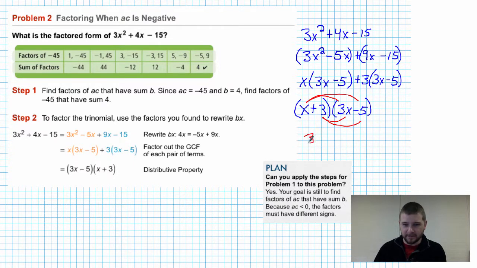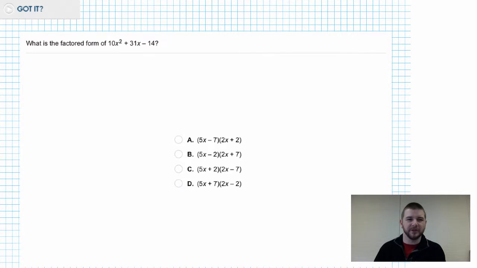And we find, combining like terms, we arrive back at the trinomial from which we started. Another opportunity to show that you have got it. What is the factored form of 10x squared plus 31x minus 14? Work carefully and make your selection from the choices below.